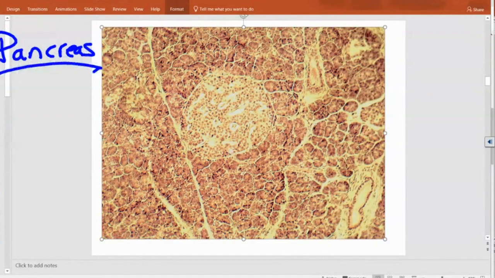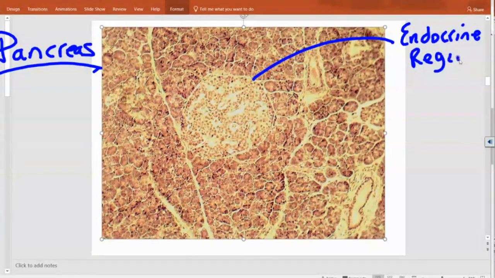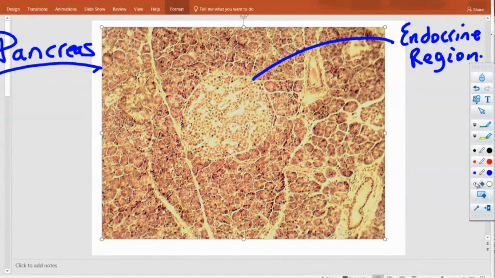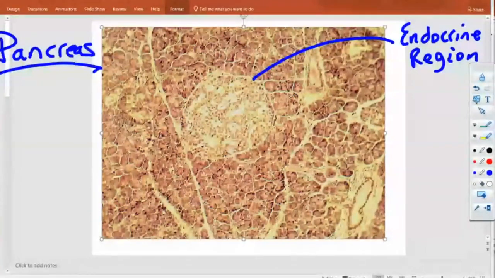This is our pancreas. This is our pancreas under the microscope. This part of the pancreas right here is the part that makes the hormones. So we're going to name it something, but for right now I can tell you it's the endocrine region. Okay?